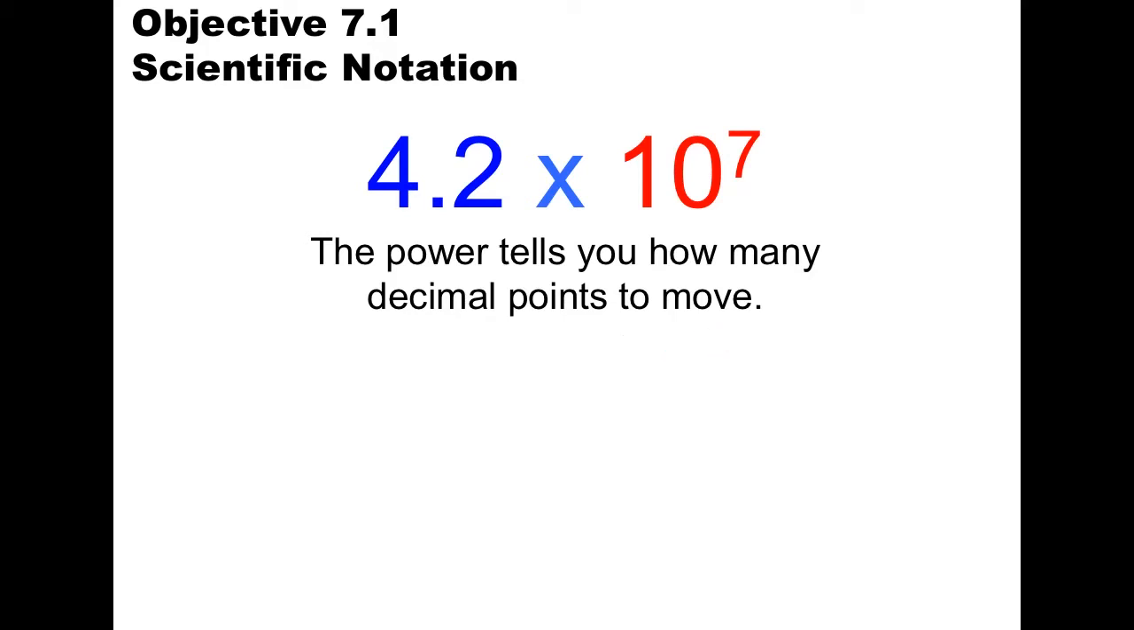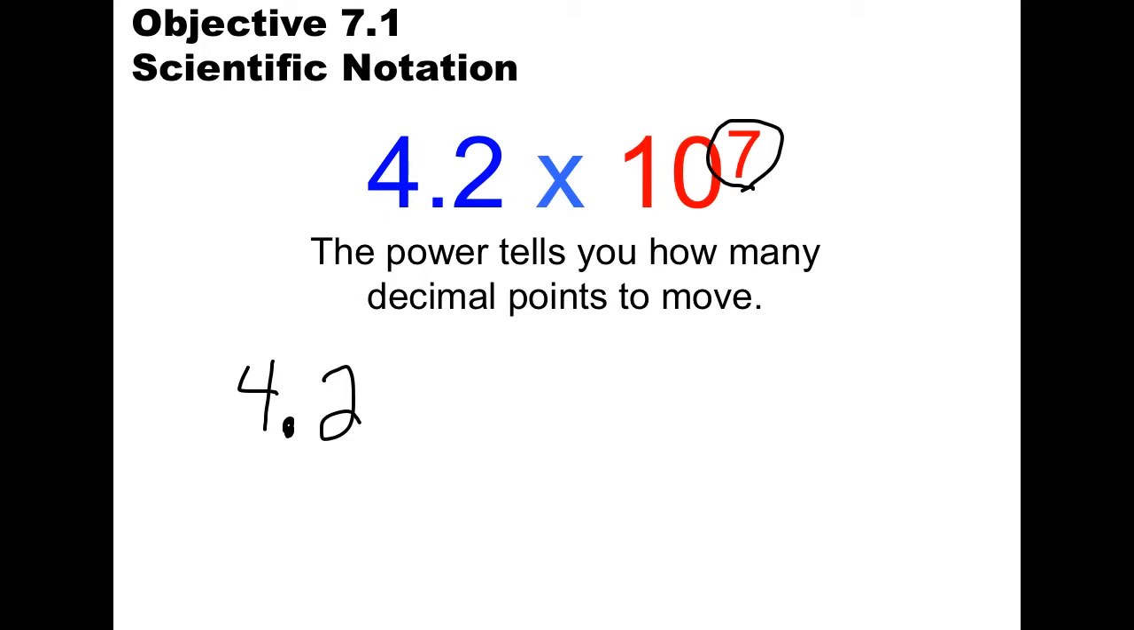So let's go ahead and attempt to write this out. We're going to start with 4.2. And our power is telling us we're going to move 7 decimal places to the left. In order to write this number, we're going to move our decimal point 7 places to the left. Here's how we do this.